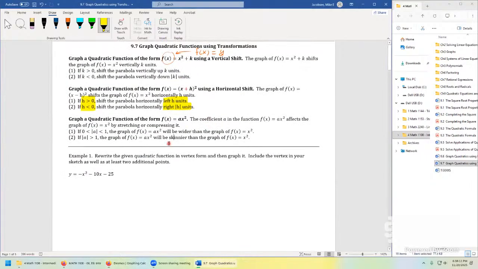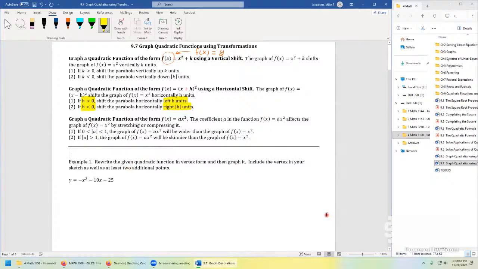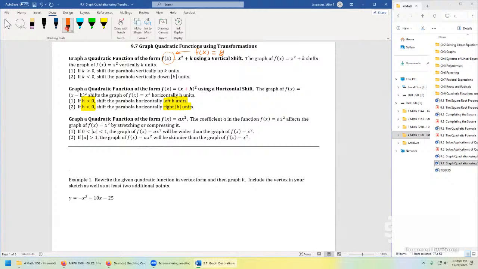So those are the 3 kinds of transformations. We put them all together when we go back to the vertex form of a parabola. The vertex form was y equals a times (x minus h) squared plus k. Vertex is (h, k). This is just telling us, take the opposite values here once again.